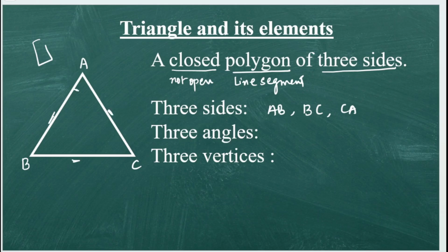Which are the three angles? Angle A, angle B, and angle C. So we have three angles of this triangle. Which are the three vertices? Vertices means corners. So we have vertex A, vertex B, and vertex C.